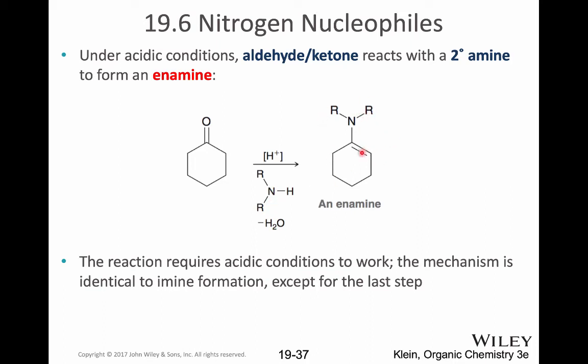I get something called an enamine. The name comes from "ene" for the double bond and "amine" for the nitrogen here. So what's going on here? Why am I getting the enamine versus the imine? Simply by adding another carbon onto that nitrogen. What we'll see is the mechanism is very similar to the imine formation, except for the very last step.